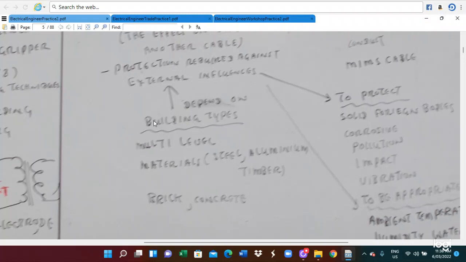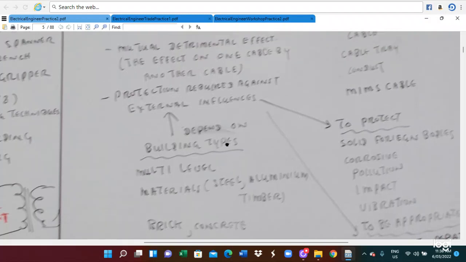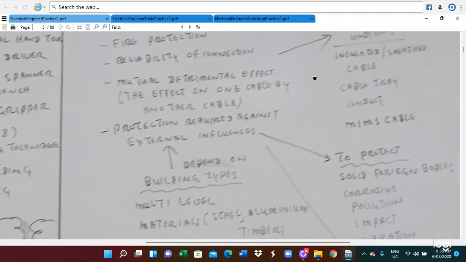In the meantime, we also have to set up the appropriate wiring system for the bearing type. The building will be multi-level or single story, brick or concrete. Depending on the building, you also have to select the appropriate kind of material. The material is steel, aluminum, or timber. Those are the kinds of material utilized for the construction. Those have to be considered to design an appropriate system.